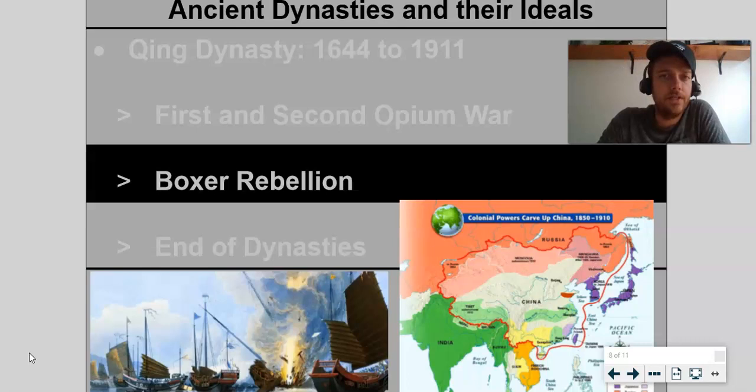Instead of teaching the ideas of Confucius and the things that had really influenced Chinese history, they started to focus more on Western history, and they started to move away from Confucianism, which was kind of the dominant religion at this time, and more towards Christianity. So there were lots of societal changes, but on the down low, the citizens were not happy about this and were very upset with all of these changes.